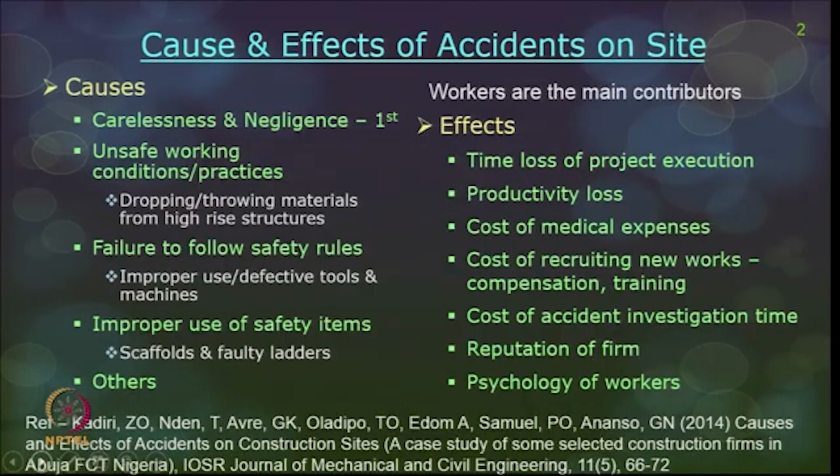Then productivity loss. If the severity of the accident is too high, then you may have a complete stop or nil work in the entire construction site premises. So, thereby you may also have productivity loss. Then cost: medical expenses, treatment, recruiting an alternate worker, compensation, then training, etc. Then cost on the accident investigation: time, effort, personnel. So, all these are unnecessary costs as a result of accidents. So, accidents have to be controlled.